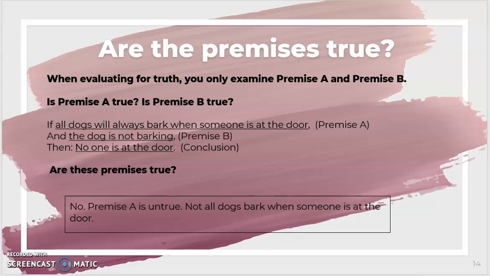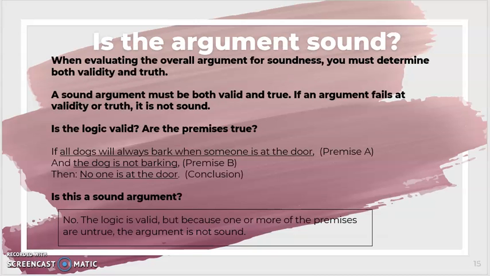So when we move on to asking the question about the whole argument, is the argument sound, then we have to determine, no, this is not a sound argument, because although the logic is valid, the premises are not true. So in order for an argument to be sound, it has to be both valid and true. If the argument fails at either one of those metrics, if it is valid but not true, or true but not valid, then it is not sound. It is not a sound argument.